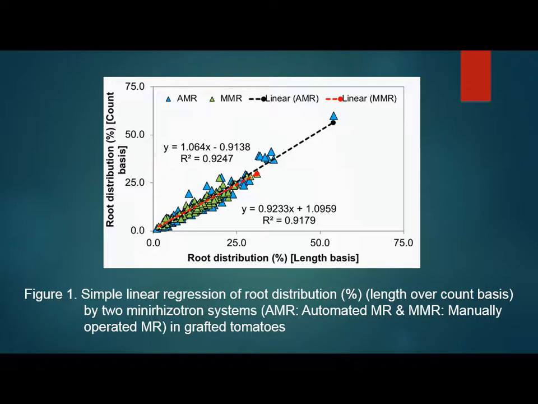This root picture represents the root distribution on a length basis against a count basis, plotted against each other. The blue triangles represent the points measured by the AMR system, and green represents the points measured by the MMR system. The linear regression black line represents the AMR system and the red line represents the MMR system. Here both the systems showed a similar trend in terms of root distribution. Both systems corresponded well with each other. When you compare the slopes of the two systems, both slope values are almost 1. So both systems captured similar root distribution.